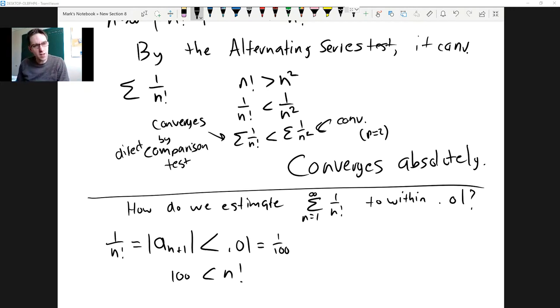But factorials are actually not so bad to compute by hand if the numbers are relatively small. So let's compute some factorials for ourselves. 1 factorial is just 1. 2 factorial is just 2 times 1, which is 2. 3 factorial is 3 times 2 times 1, which is 6.